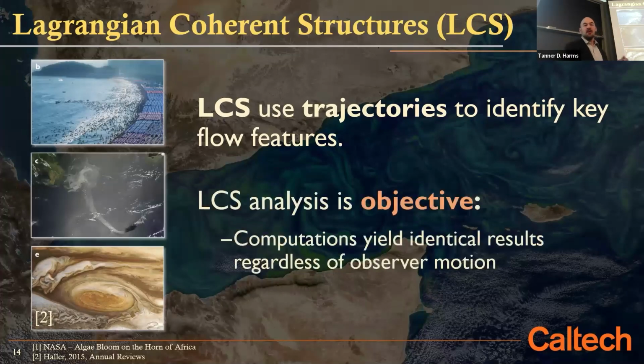Now, one of the things that makes LCS an attractive framework for us to work in is that the analyses in the field are typically objective. This means that when I compute them, they perform the same regardless of the frame that I'm looking at. So I could be spinning my camera, I could be translating it, but I'm still going to pick up on the same features in the flow using these analyses from Lagrangian coherent structures. Now, there's a specific mathematical definition for this, but I encourage you to look it up on your own time.